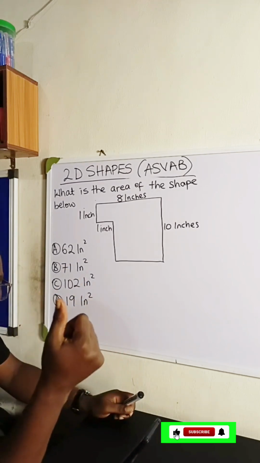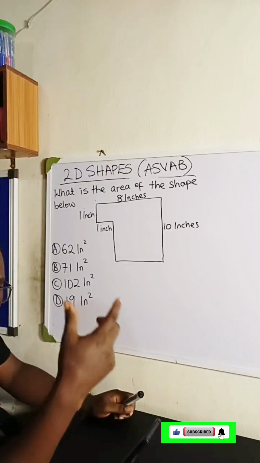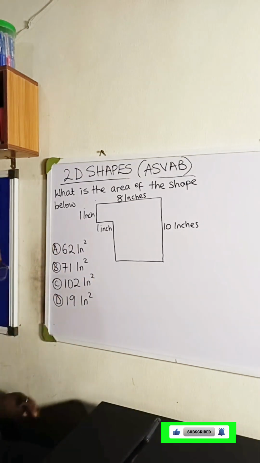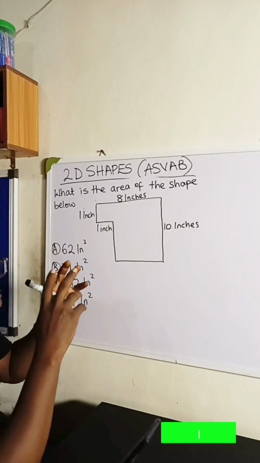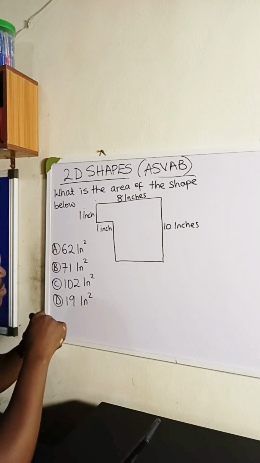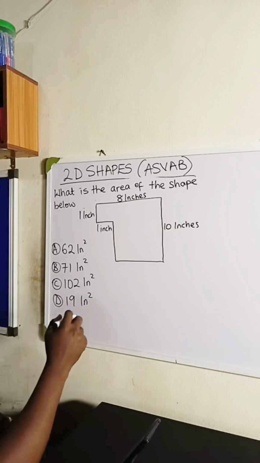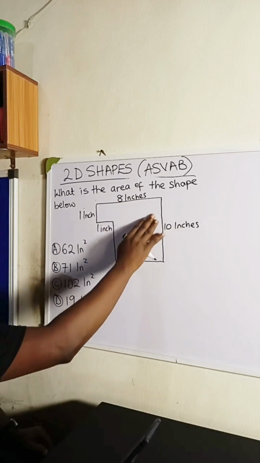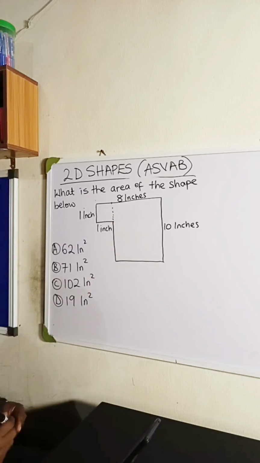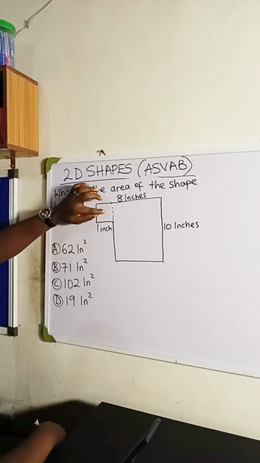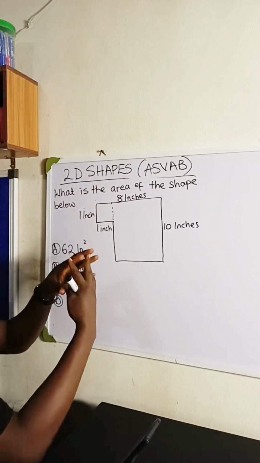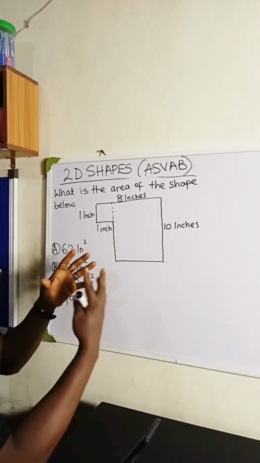So can we say this is a rectangle or a square? Is this a rectangle? Is it a square? What do you think? This is a combination of two 2D shapes. So there are two ways of finding the area of the shape. First, you can find the area of the shape by breaking it down into two. You find the area of this side, you find the area of this side, and then you add them together. That's one way of getting it done.